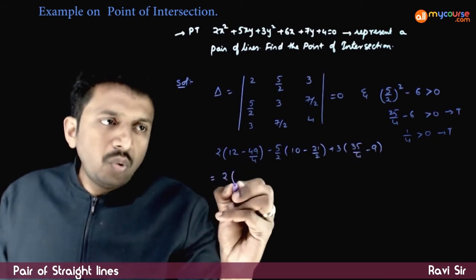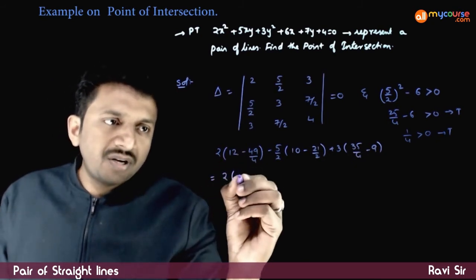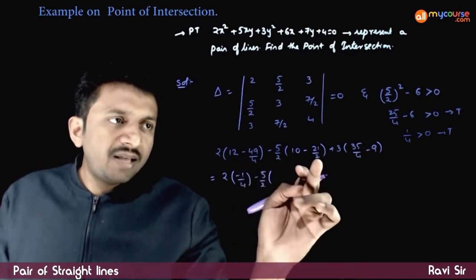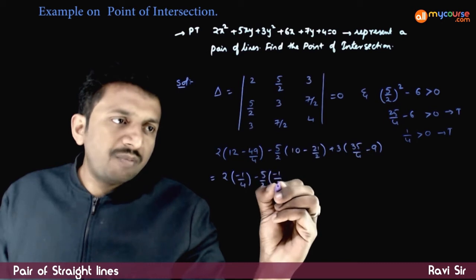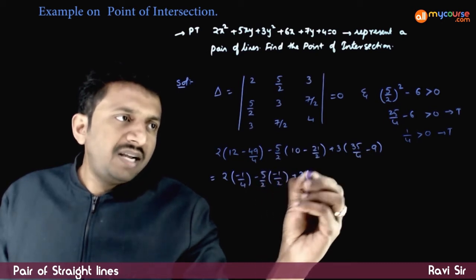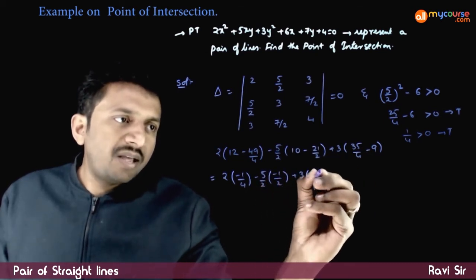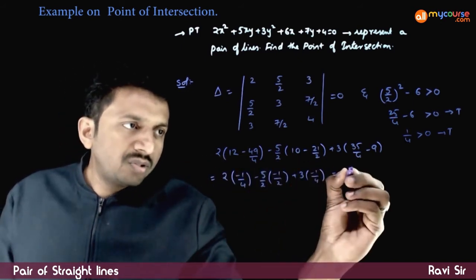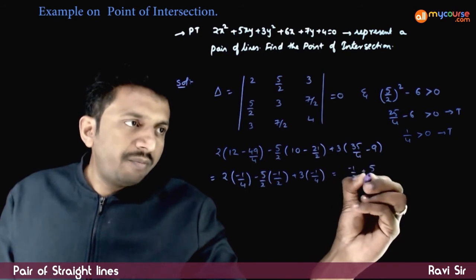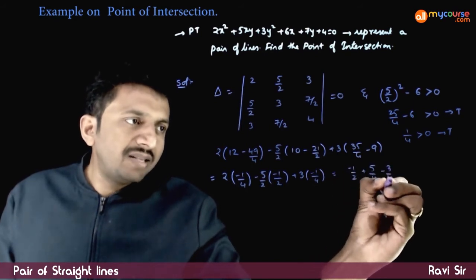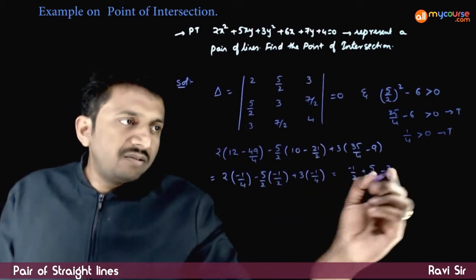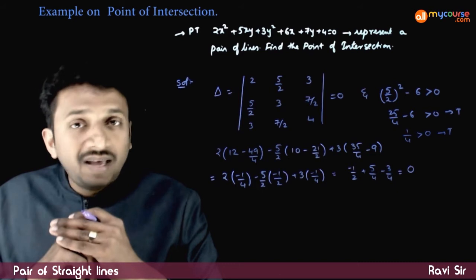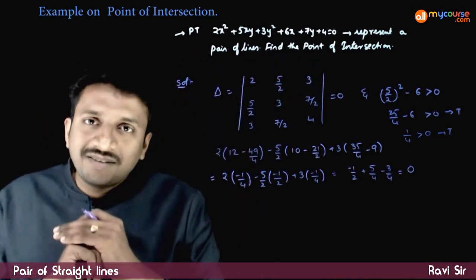That is equal to 2 times 48 minus 49, which is minus 1 by 4, minus 5 by 2 times again minus 1 by 2, plus 3 times minus 1 by 4. So that is equal to minus 1 by 2 plus 5 by 4 minus 3 by 4. So you can very clearly see that this is equal to 0. Hence, this represents a pair of lines.